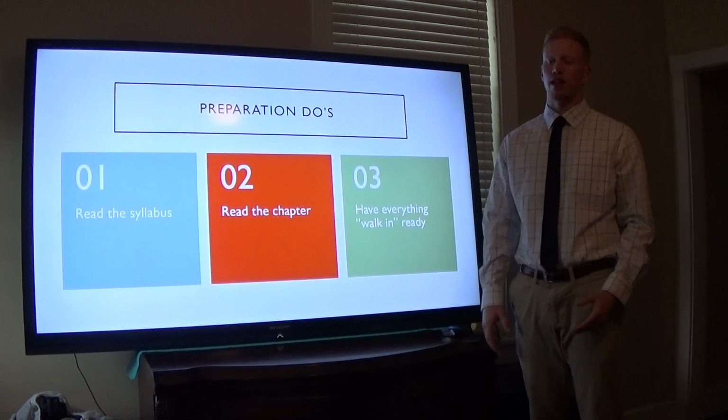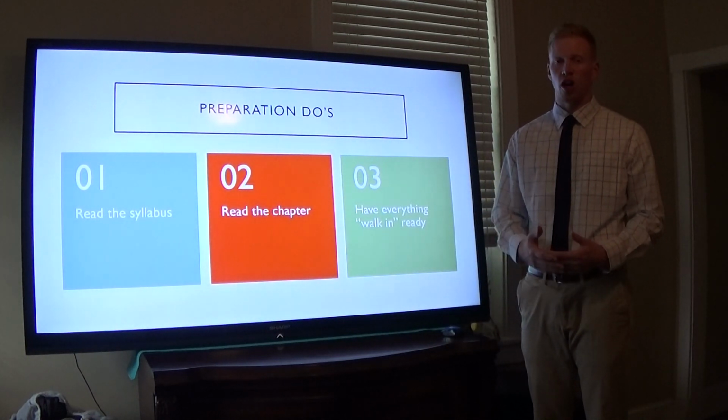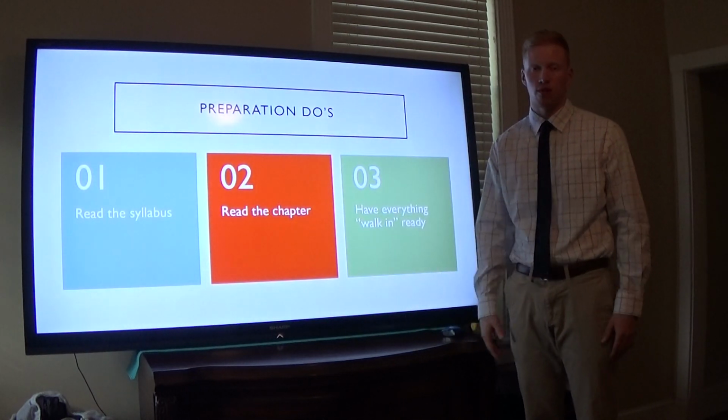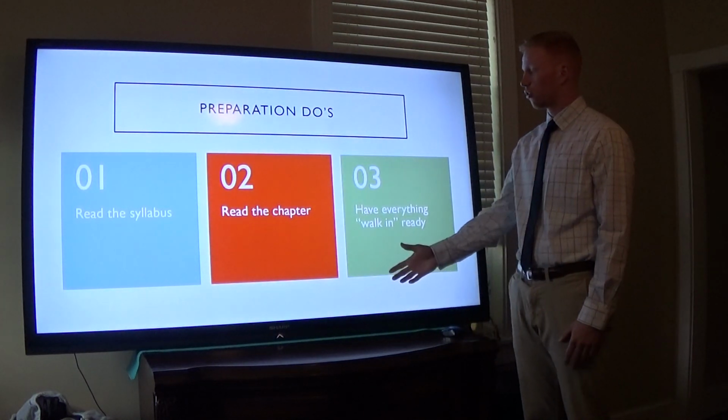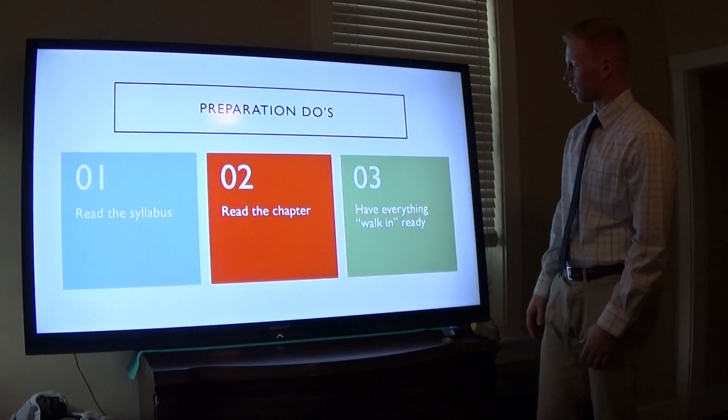But understand that she's going to give you a quiz over each and every chapter. The quizzes are not hard if you just read the chapter. It takes anywhere from 15 to 30 minutes, depending on how fast of a reader you are, to actually go through and read the chapter, and you'll know everything you need to know for those quizzes.